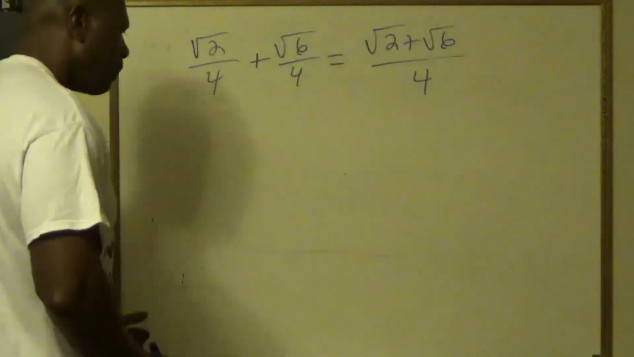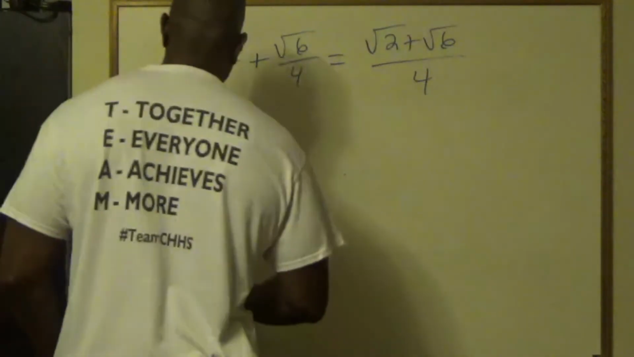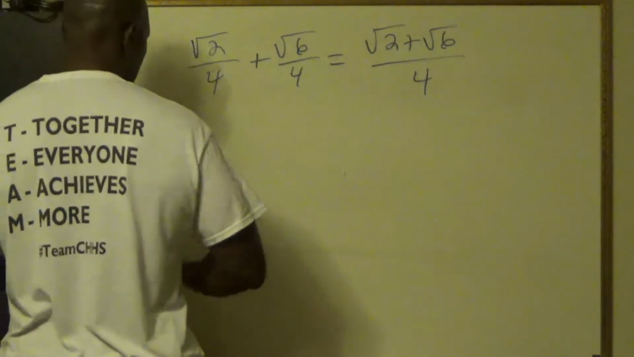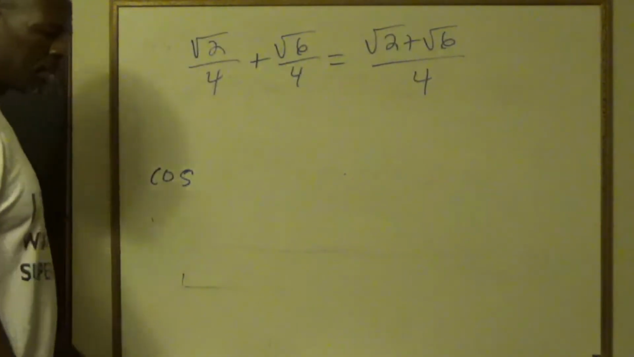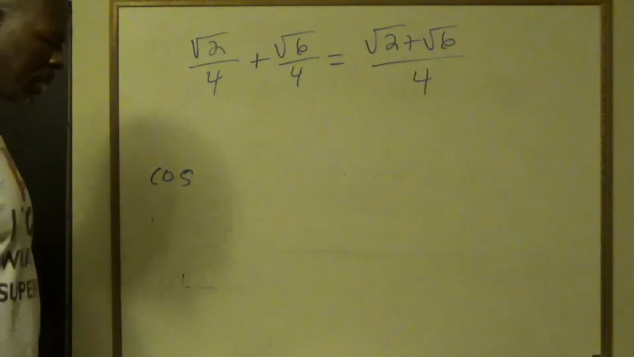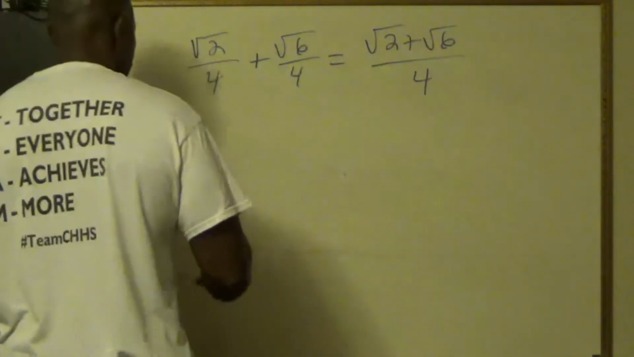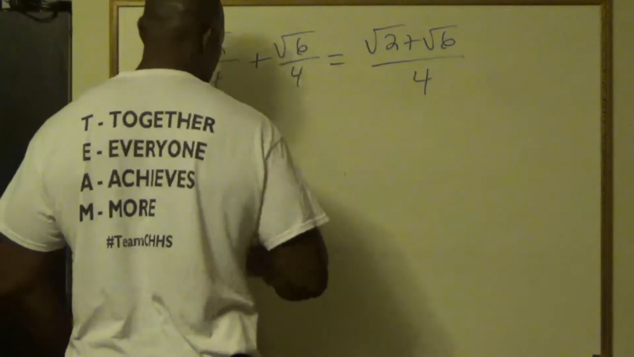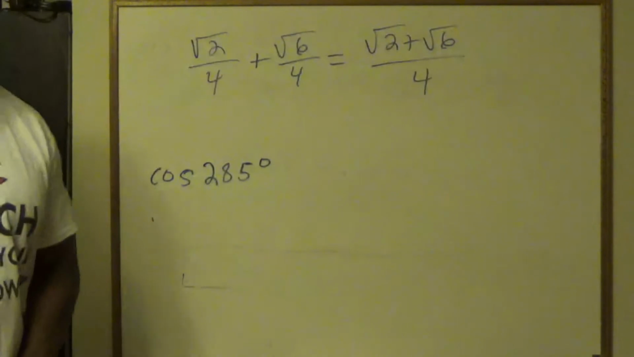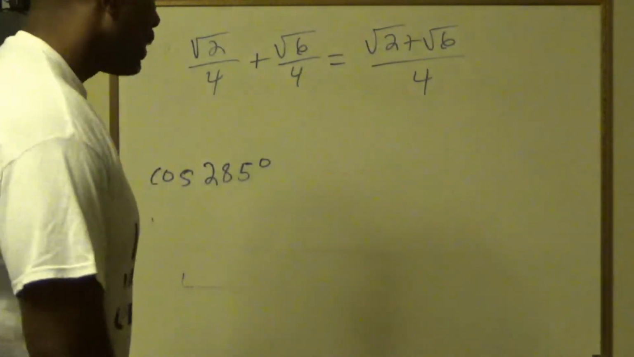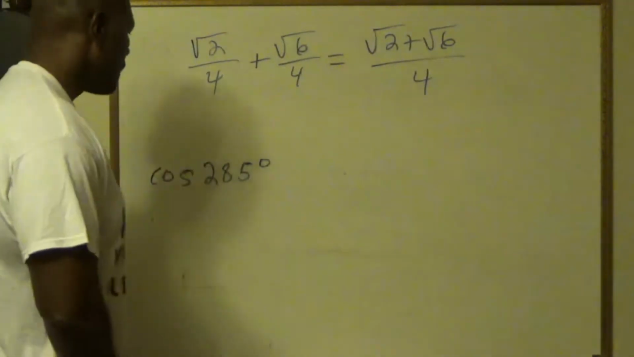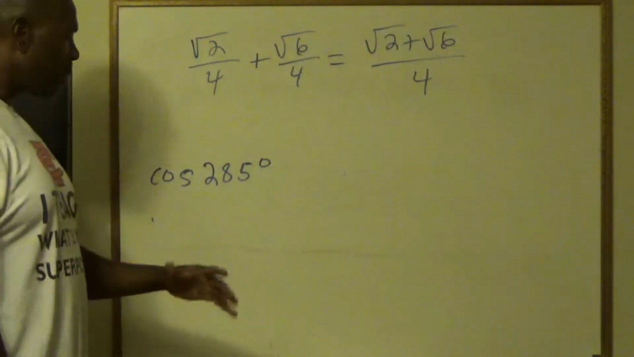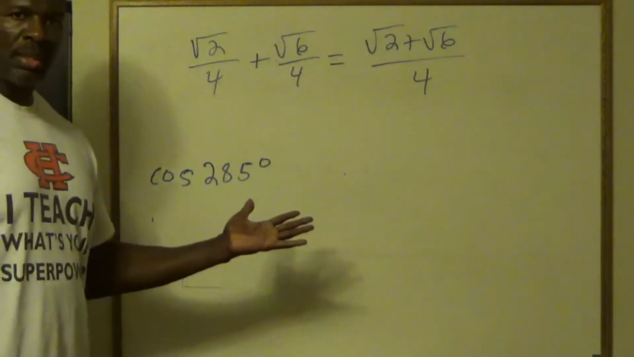So let's say we want to find the cosine of 285. All right, I want to find the cosine of 285 degrees. Again, there's a myriad of angles that I can use whose sum and angles whose difference equals 285.